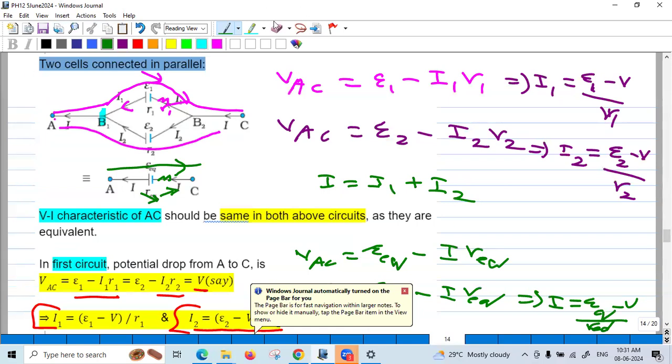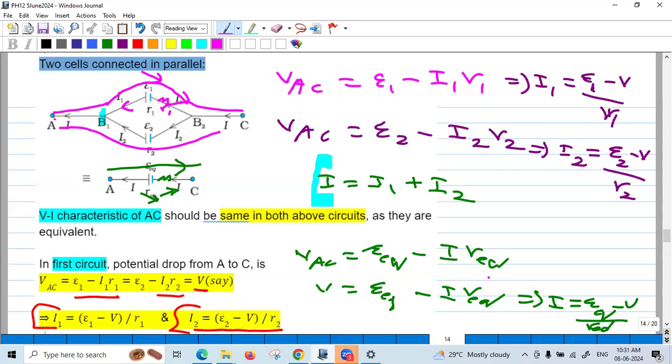So now in this relation, I'll put the value of I1, the value of I2, and the value of I from this equivalent circuit. In this circuit itself, this current is the same as I1 plus I2, right? So for this left circuit, I equal to I1 plus I2.